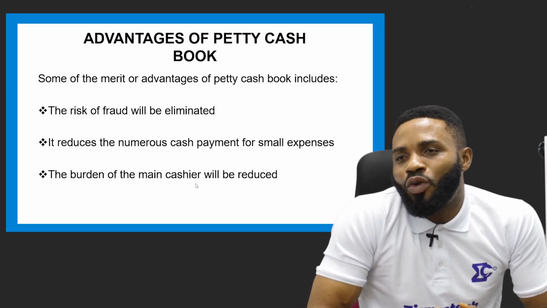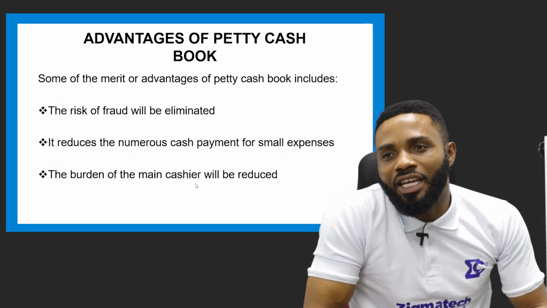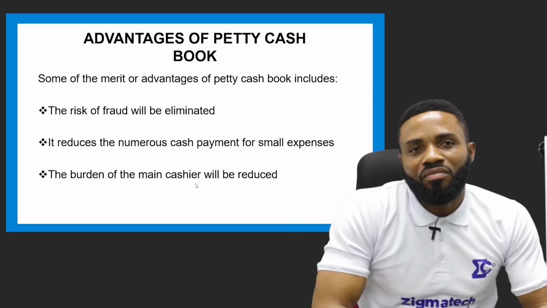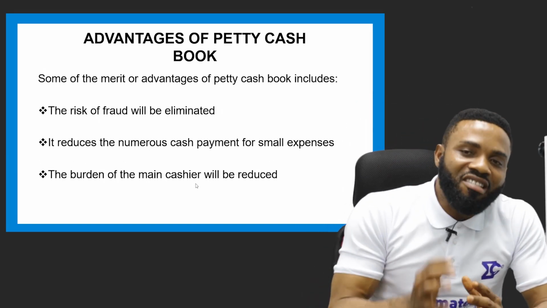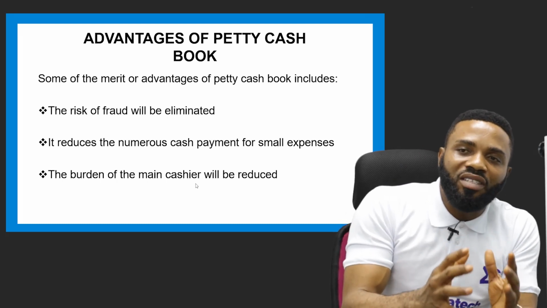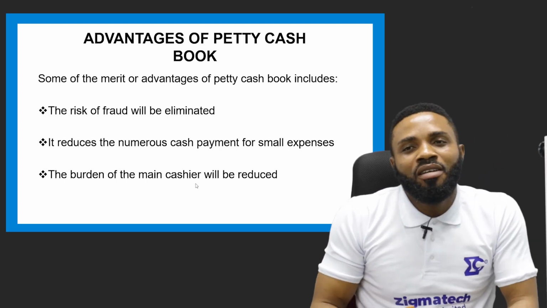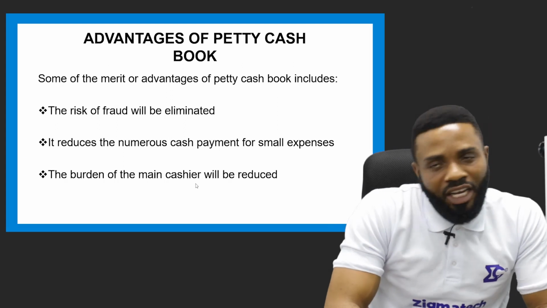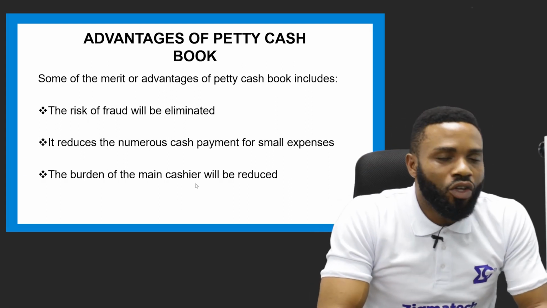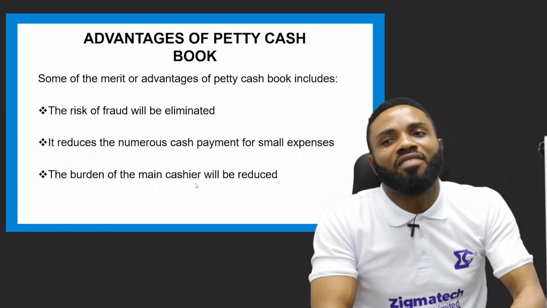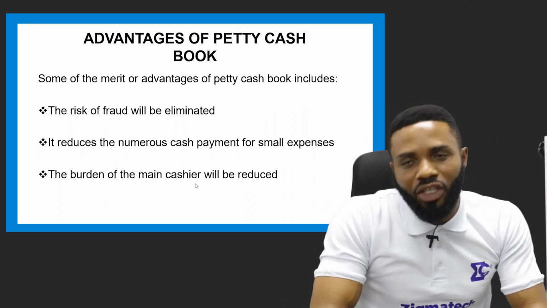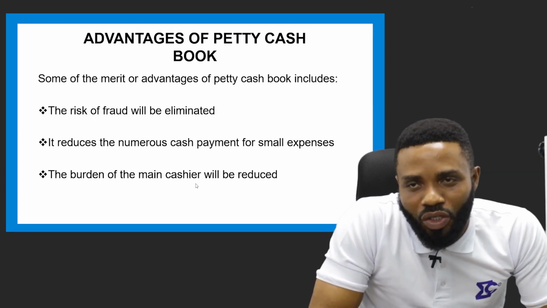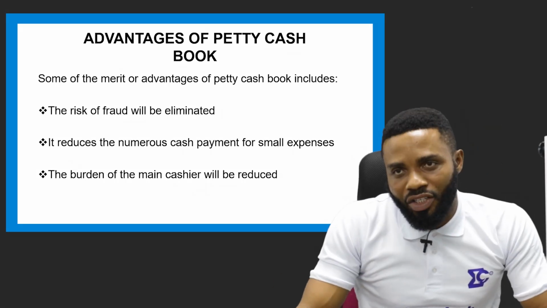This cashier is also a human being. He or she needs some level of leverage. If you don't create a system where some of these expenses can be taken care of by another person, because of the bulky nature of the transaction, the petty cashier may not be efficient, and the main cashier will not be efficient enough. So for the sake of efficiency and effectiveness, there is need to reduce the burden or the job description of the main cashier. So I said it's going to reduce the burden of the main cashier.